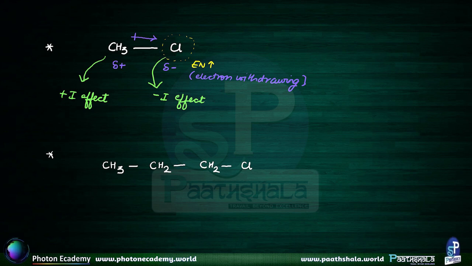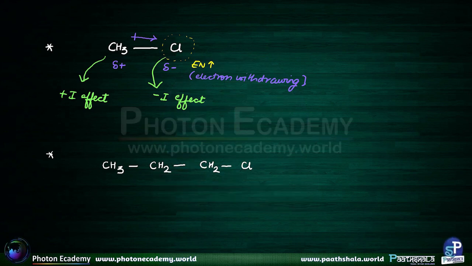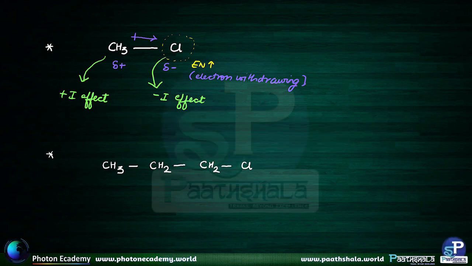This is on the basis of, as I'm explaining to you, electronegativity. So just going through it, Cl, which is more electronegative, attracts electrons toward itself from CH3, becomes delta negative, and executes minus I effect. Coming to the next example that we have, this is based on distance. So I'll be explaining this on the basis of distance.